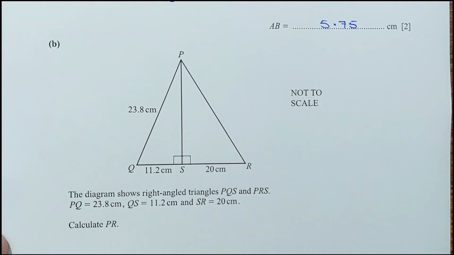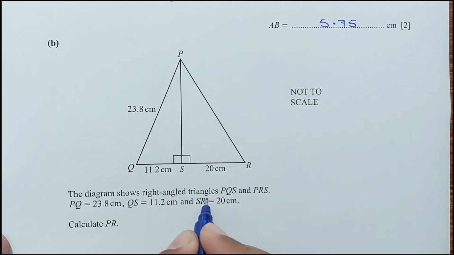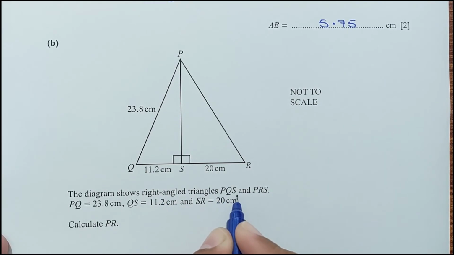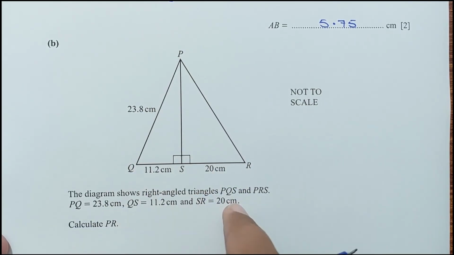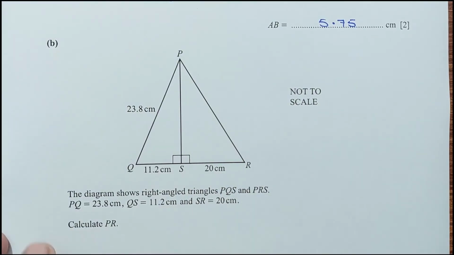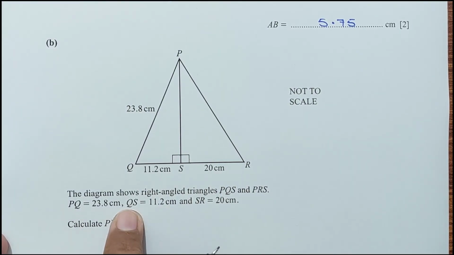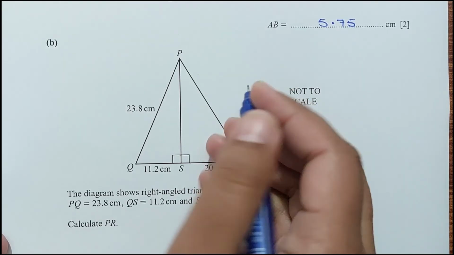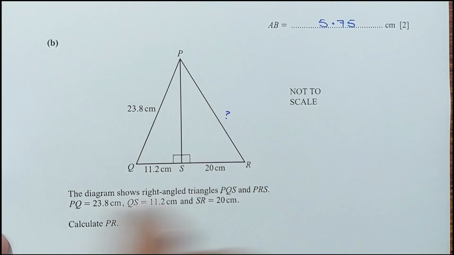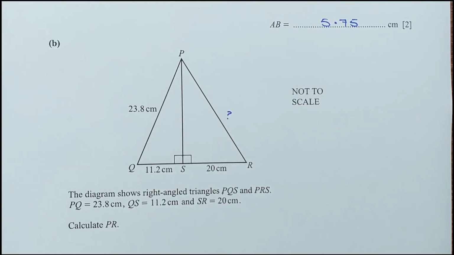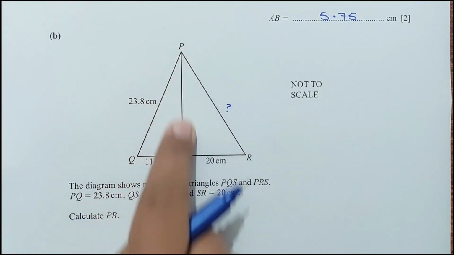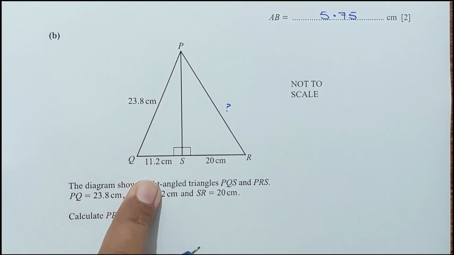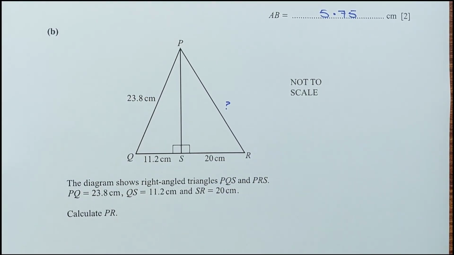Now for part B, the diagram shows right angled triangles PQS and PRS, right? PQ is given, QS is given, SR is given. Calculate PR. This side we have to calculate, P to R, right? Since the triangle PSQ is a right angle triangle, we have two sides. We can find the third side by using Pythagoras theorem.